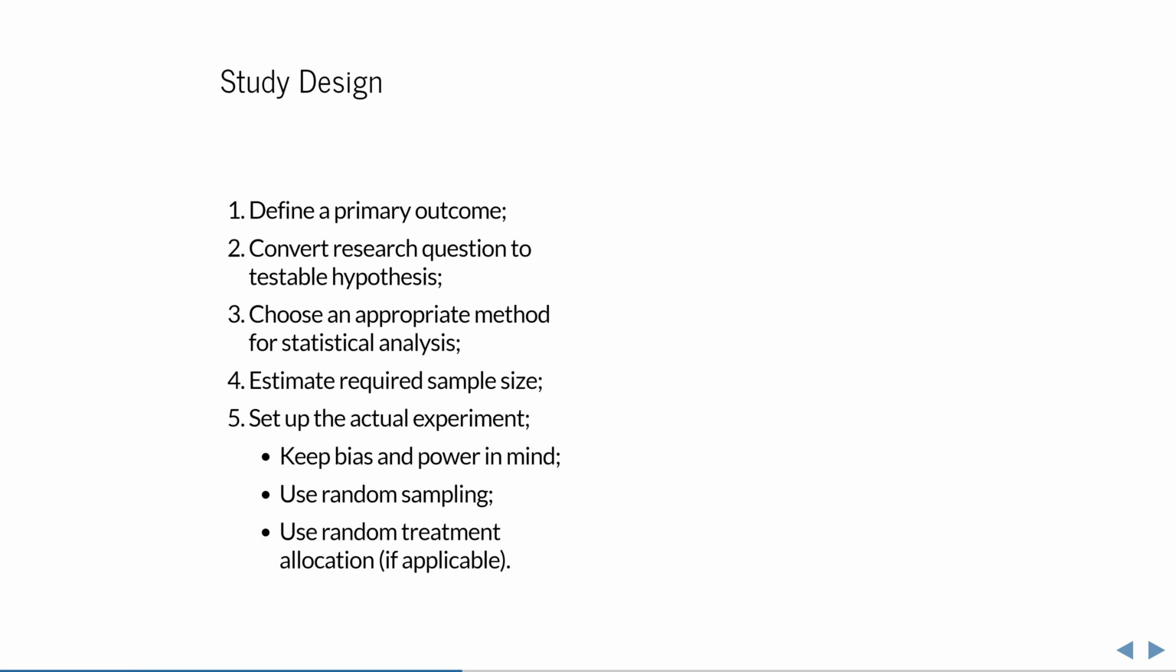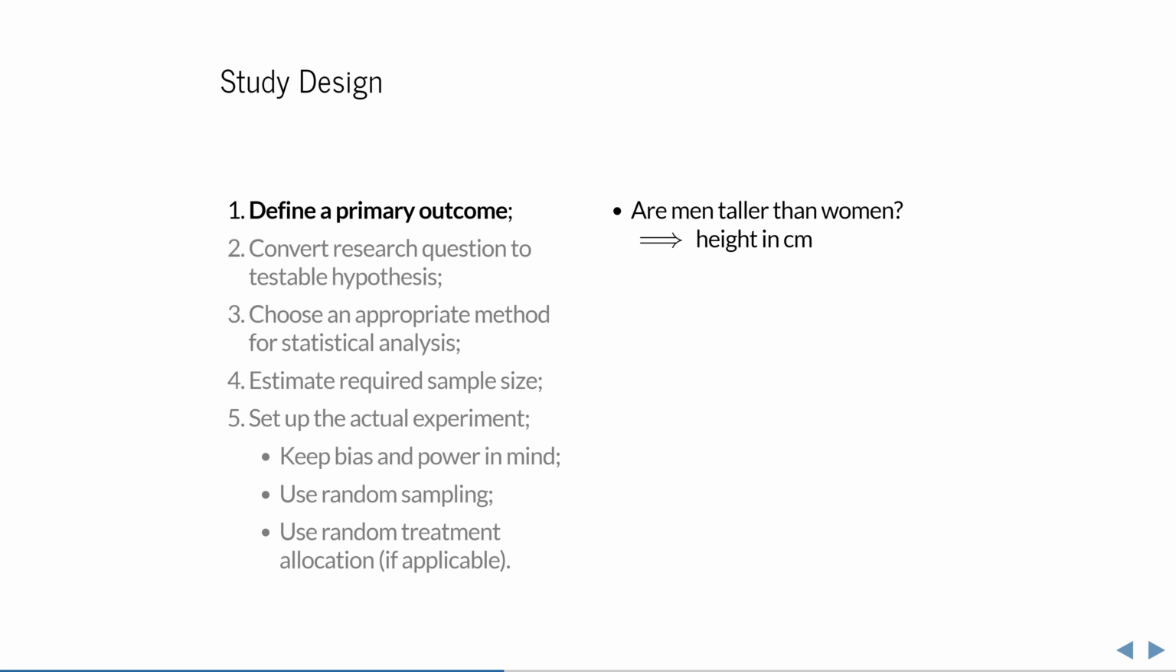Now we know how to avoid bias, and we have some idea of what power is. To design a study for hypothesis testing, you should roughly follow this 5-step plan. First, you should define the primary outcome. This is whatever measure you will use to draw a conclusion. If you want to know whether males are taller than females, the primary outcome is the height of each individual.